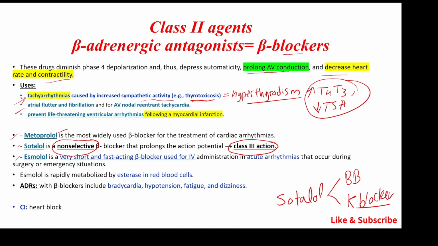Okay, esmolol. We have some important advantages or characteristics of esmolol. Esmolol has a very short half-life, is fast acting, and is used IV for patients suffering from acute arrhythmias in the emergency room. Esmolol is metabolized in the plasma by the red blood cells. We have an enzyme, and this enzyme is responsible for metabolism of esmolol. This enzyme is called esterase. So we have an enzyme inside the red blood cells responsible for metabolism of esmolol.